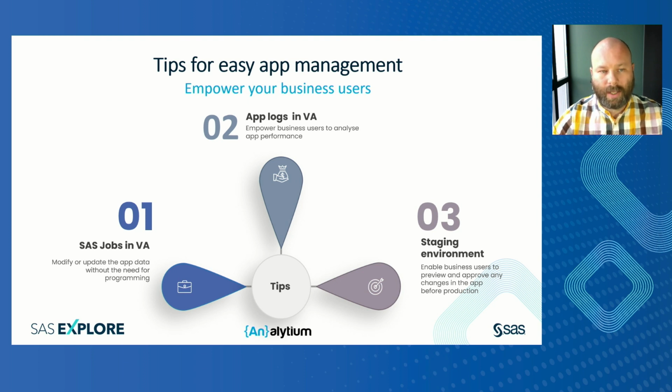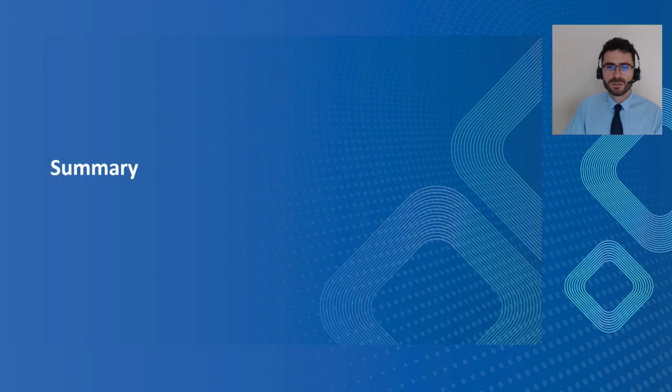Our last tip for today is that you can provide authenticated access to a visual interface of the staging area of the web app. This way, you can enable them to preview and approve any changes in the app before production. This is a powerful way to enhance collaboration between your data analysts, data scientists, business users, and development teams. Back to you, Stefan. Thank you, Yuri.